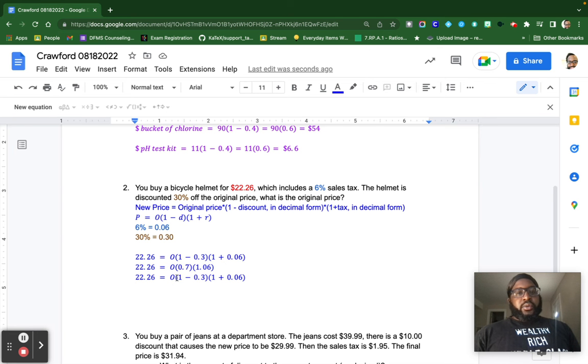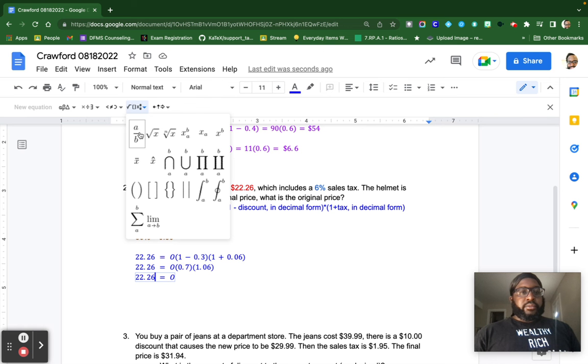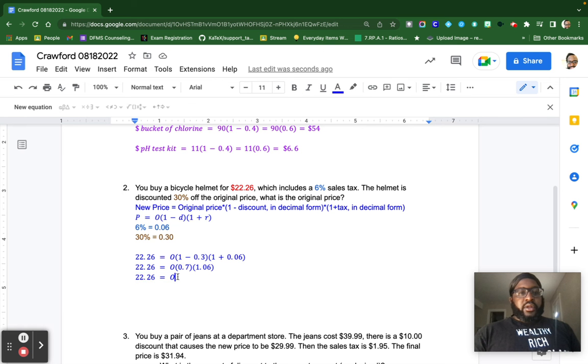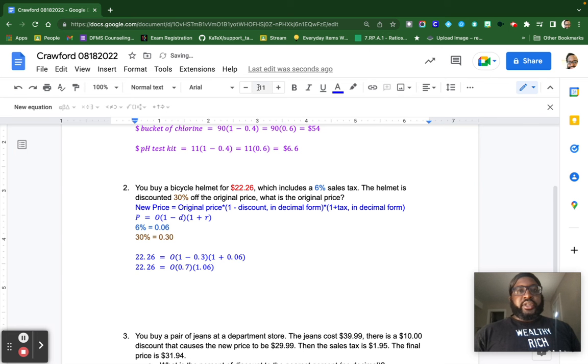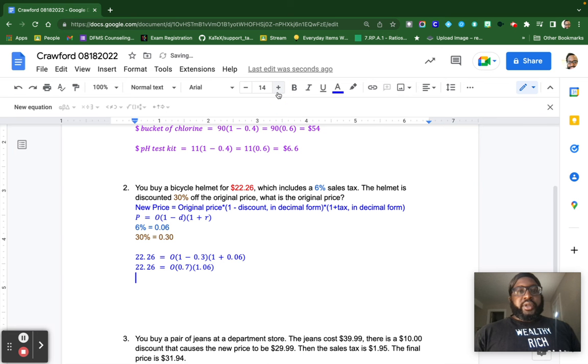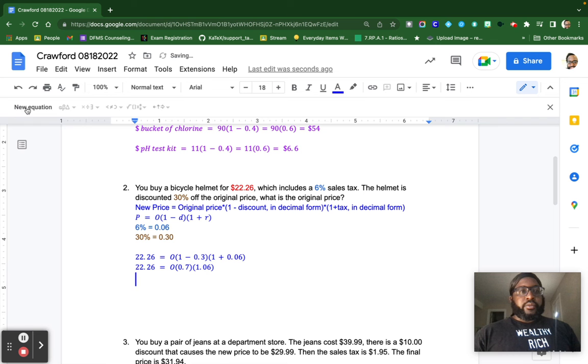What I'm going to do is move the 0.7 and the 1.06 to the other side with the 22.26. You know what? I'm just going to start fresh. And since I'm dealing with a fraction, I'm going to make this text a bit bigger. There you go.